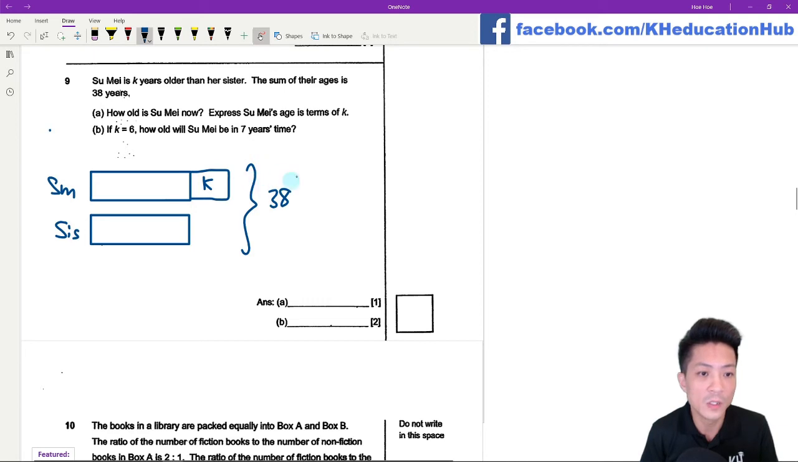So to find Sumei's age, we need to use 38 plus K. Okay, because 38 plus K will fill up this space and you have 2 equal bars. Okay, and then you divide by 2. That will be the answer for part A.